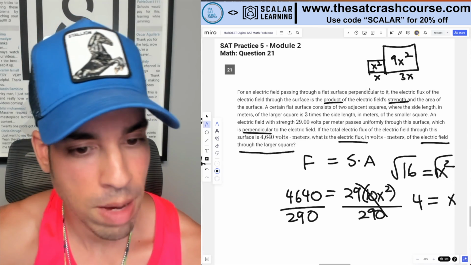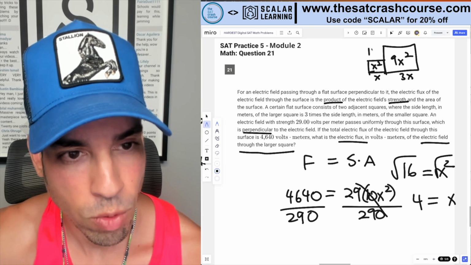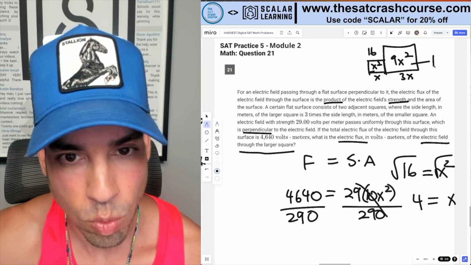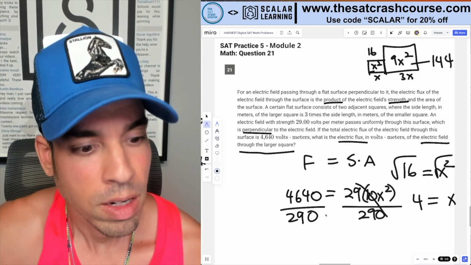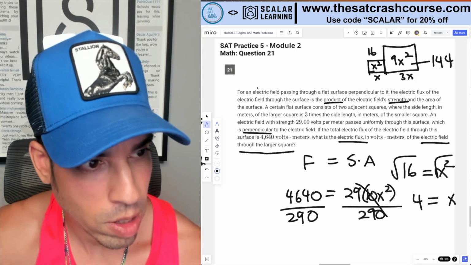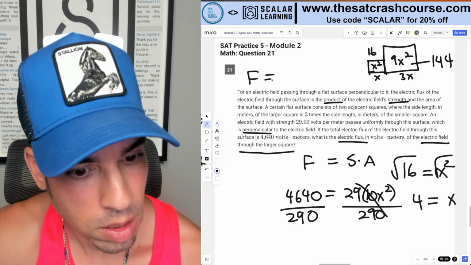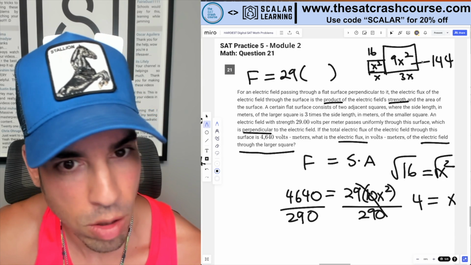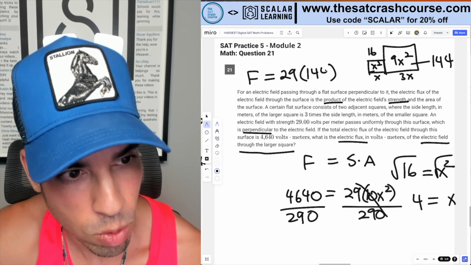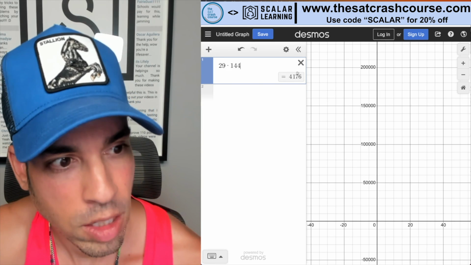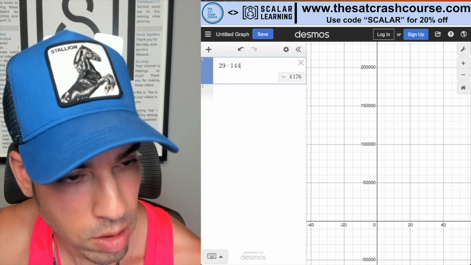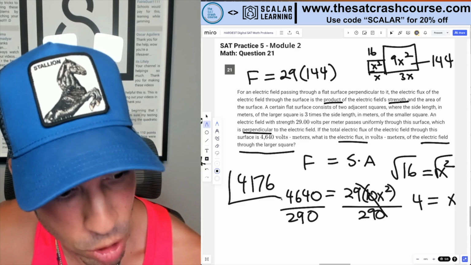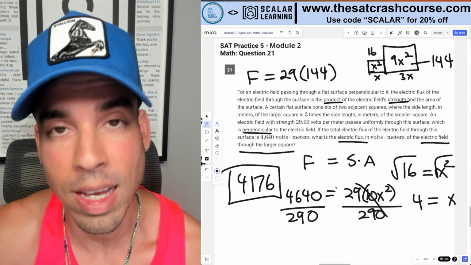So now I'm going to plug that back in here. This area therefore is 16. This one is 9 times 16, which is 144. All right, now coming back to our original equation, we're trying to find the flux when the strength is 29 volts and the area of the larger one is 144. Let's plug that into Desmos. 29 times 144 is 4176. So the final answer is 4176. A lot of careful reading, but you can then get to the answer nicely. That's how you do it.